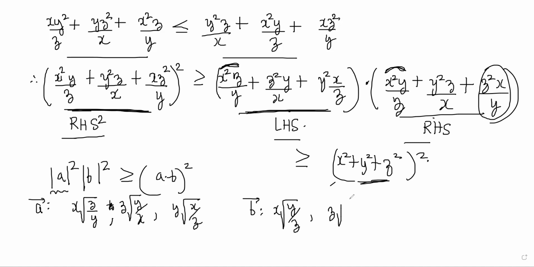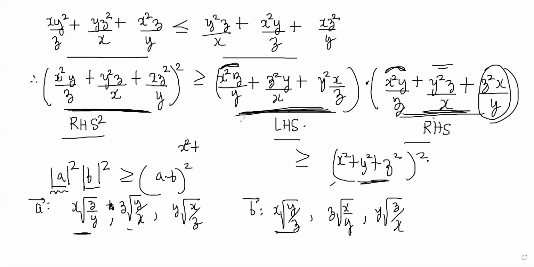So it is z root over x by y, and the third term is this one, which is y root over z by x. So clearly, this into this is basically mod A mod B whole square. And now what is the dot product of A dot B? Dot product of A dot B is this dot this. So that is simply x square plus y square, x square plus z square plus y square.